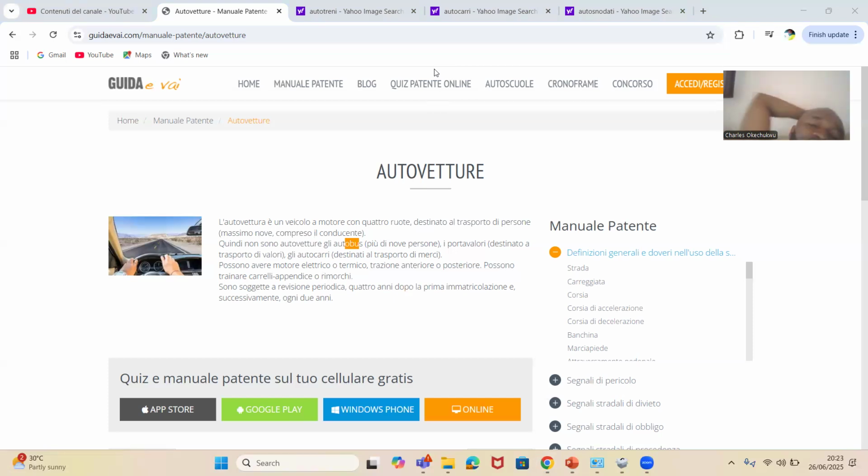Can you tell us the main difference? Autobus. Autobus is used to transport person. What about autovettura? Autovettura is every vehicle that has an engine with at least 4 wheels. They are destined to transport person.